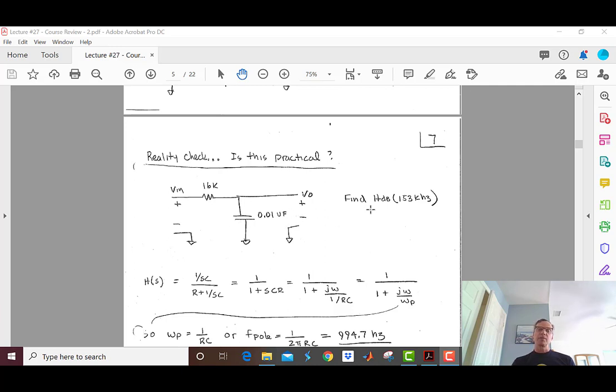So I want to find the frequency response at 153 kilohertz. A typical example in industry is an engineer says, yeah, we got a little birdie at 153 kilohertz. That's what they say when there's a little signal at some frequency. It may come from a switching power supply, or it may come from an oscillator somewhere, but they say, yeah, it's a birdie.